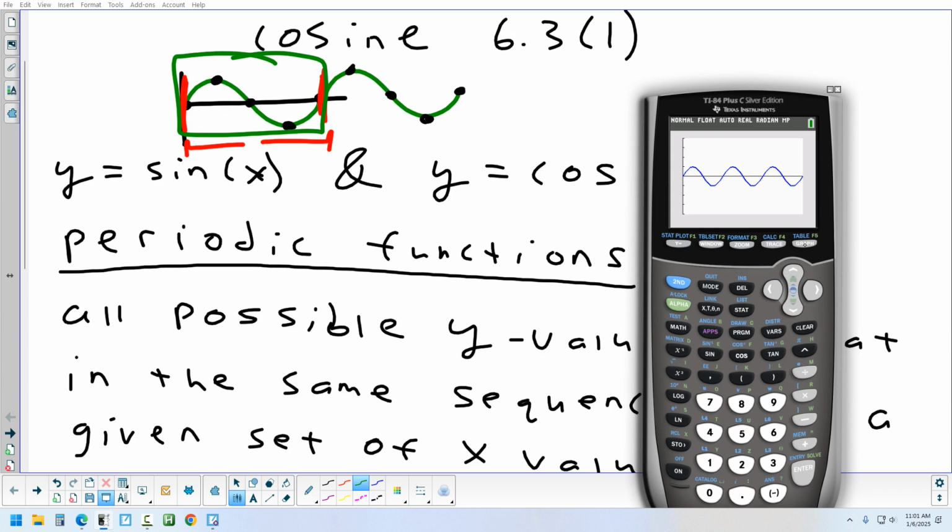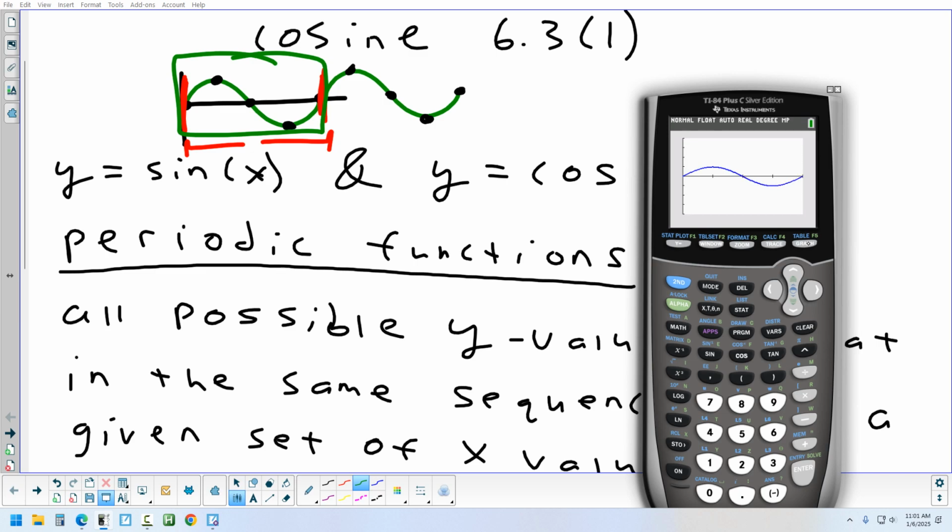Now, what's 2 pi the same as in degrees? 360. So I'm in radians. If I change to degrees, I can do exactly the same thing. But if I want to see 1 cycle, I'd set it to 360. And now we're seeing 1 cycle.